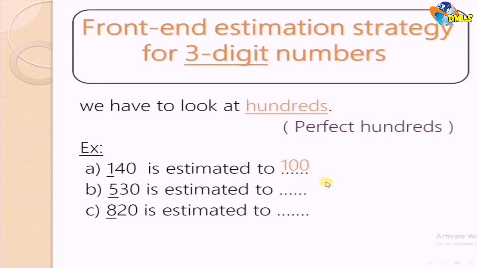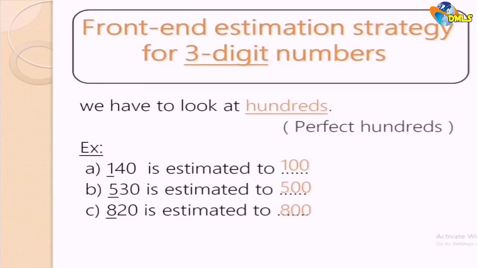530 is estimated to... Here I have a three-digit number. In estimating a three-digit number, we look at hundreds. Here the hundreds digit is 5. The value of digit 5 is 500. So 530, its estimation is 500. Question C. 820 is estimated to... Here I have a three-digit number, so of course I will look at the hundreds place. Here in the hundreds place I find 8, and the value of digit 8 is, yes, 800. Well done. So the estimation of 820 is 800.